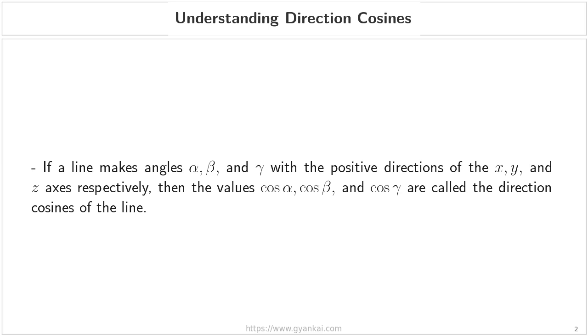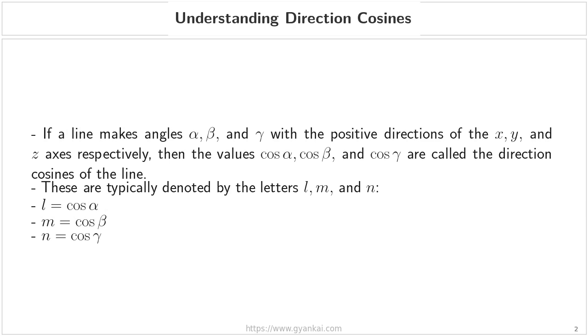To simplify things, we take the cosine of each of these angles. These three values, cosine alpha, cosine beta, and cosine gamma, are what we formally call the direction cosines of the line. To make our calculations easier, mathematicians use a shorthand notation for these. We represent cosine alpha with the letter L, cosine beta with the letter M, and cosine gamma with the letter N, so you'll often see them written simply as L, M, and N.